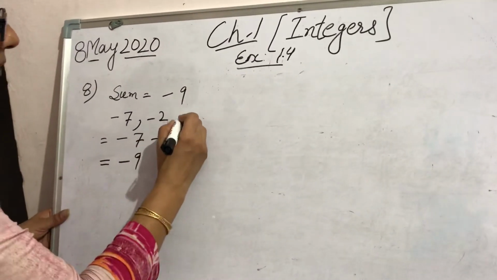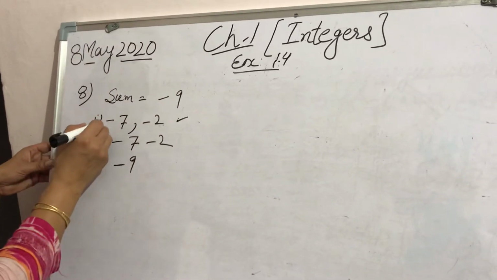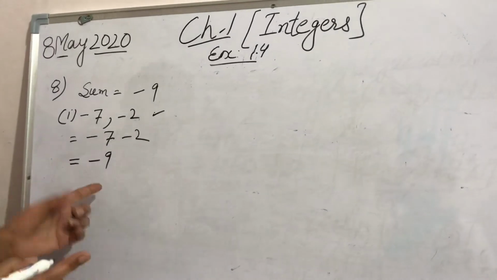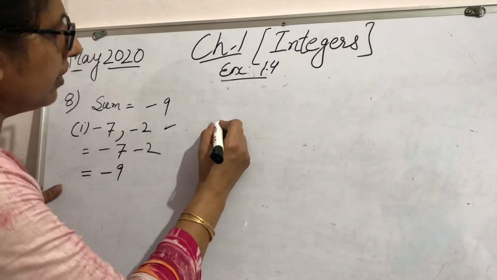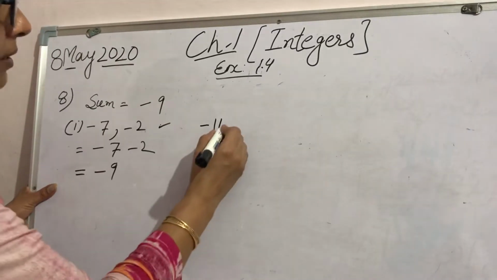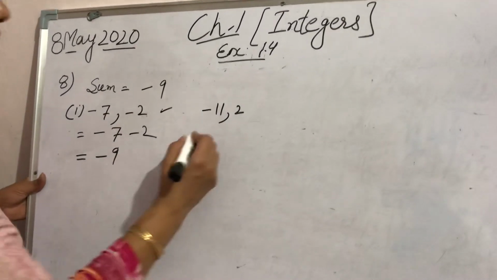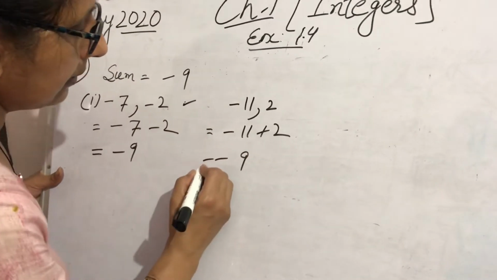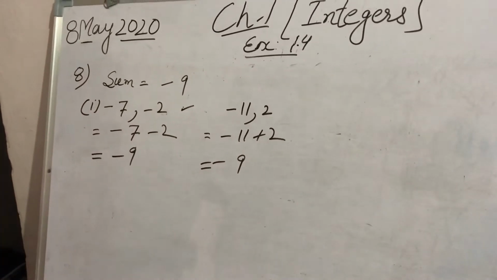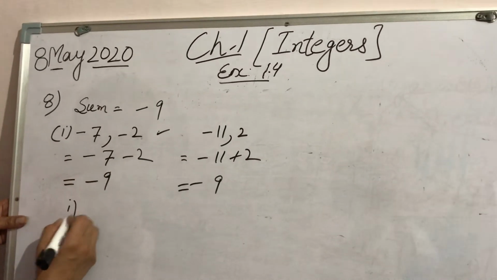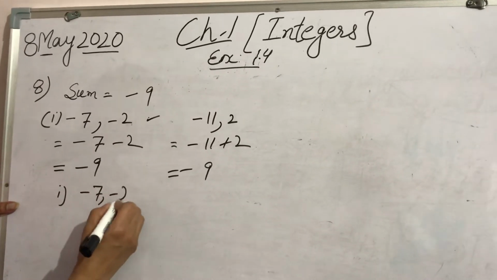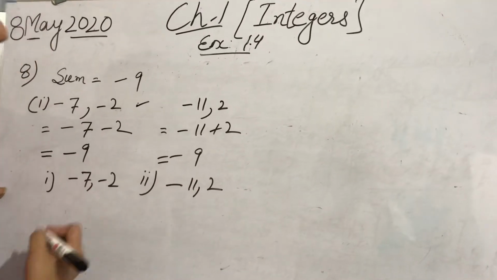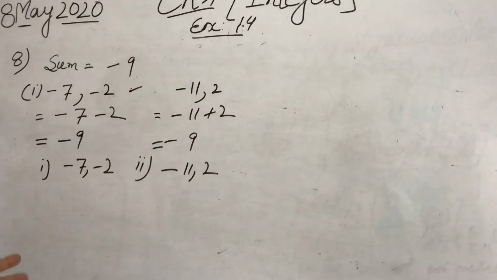This is one pair, and the other pair, suppose we want to take one positive and one negative. Suppose we have taken minus 11 and then positive 2. So minus 11 plus 2, again it will be minus 9. So we have to find such pairs. So the first pair we have is minus 7 and minus 2, and the second pair is minus 11 and 2. In this way we can find so many numbers.